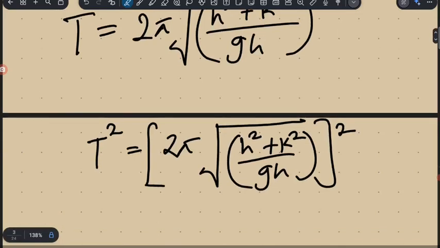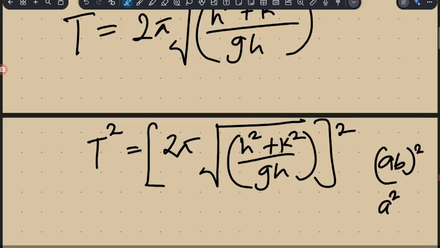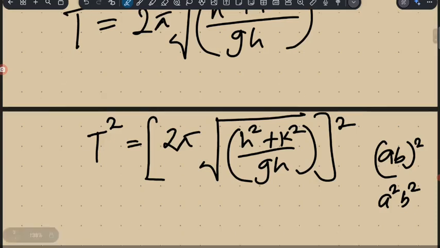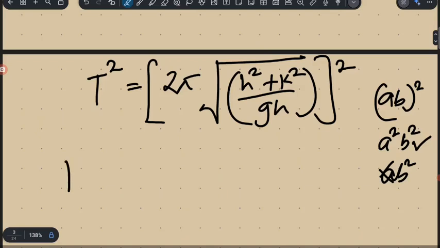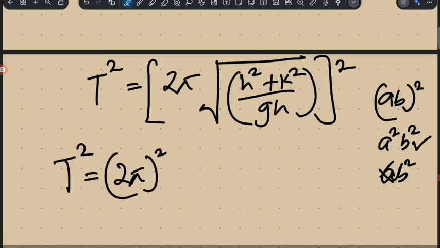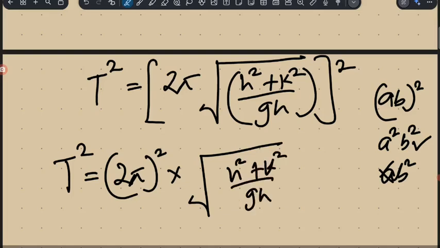Remember, when we have ab raised to power 2, you say it is a squared and b squared. So you just put the square. It is not equal to ab squared. No. So it is this that's correct. So we are going to use the same method to solve this. To have t squared is equal to 2 pi all squared to multiply the square root of a squared plus k squared over gh, all in square.